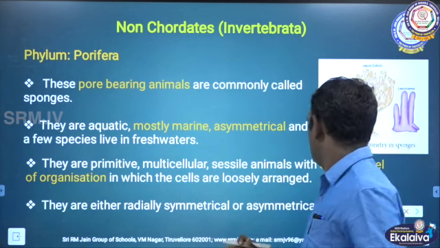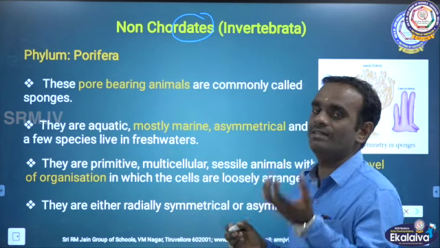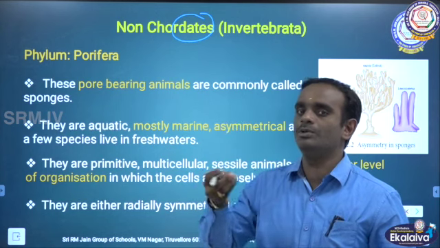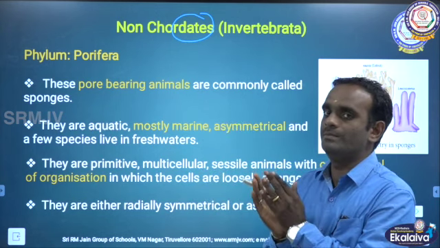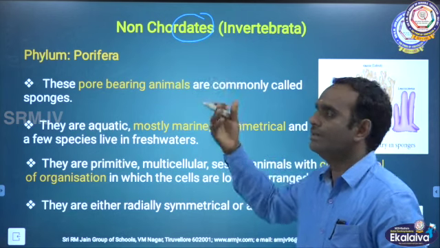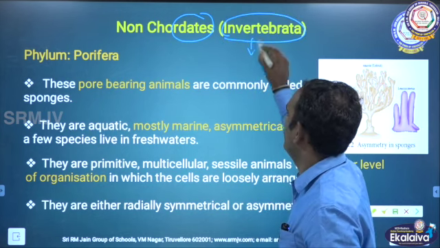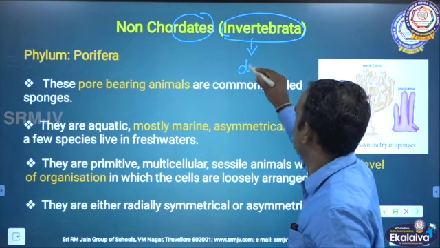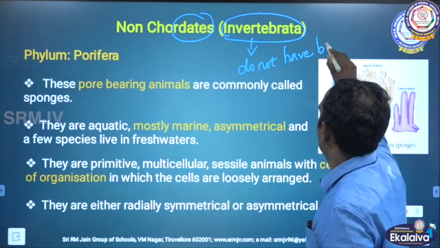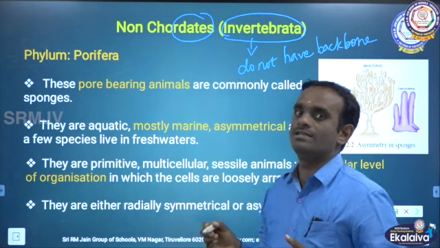Children, you know very well, non-chordates are nothing but invertebrates. They do not have a backbone. They do not have a notochord. Such types of animals are said to be non-chordata or non-chordates. So, non-chordates means invertebrates, which do not have a backbone, that is, a vertebral column.